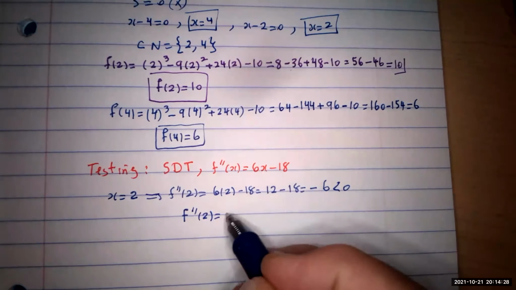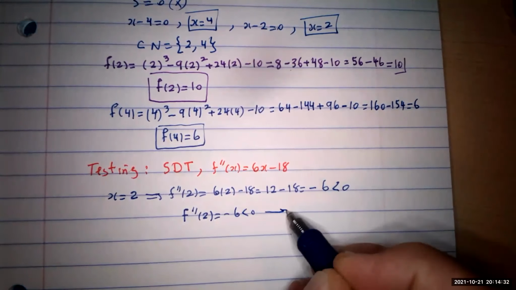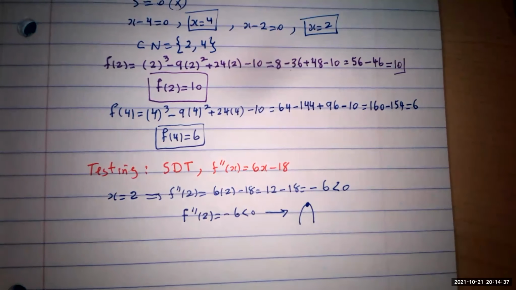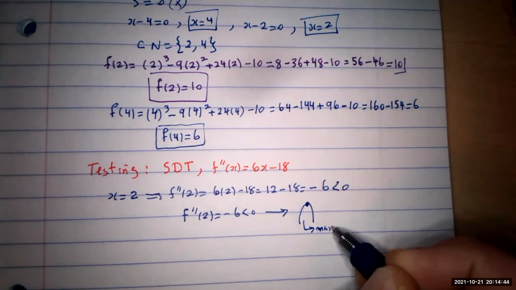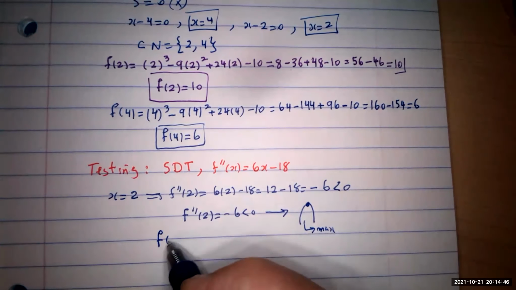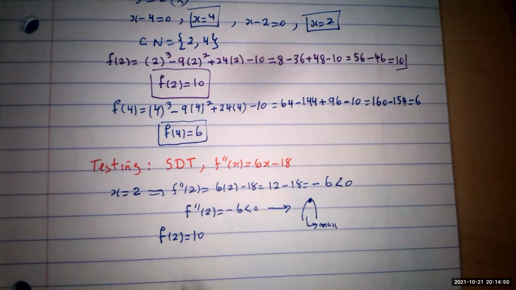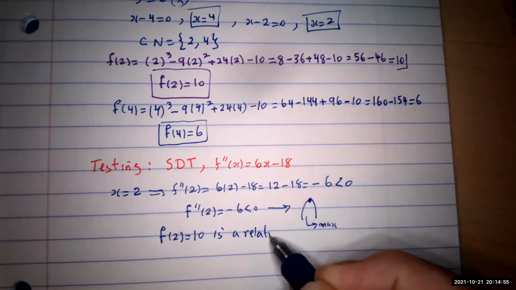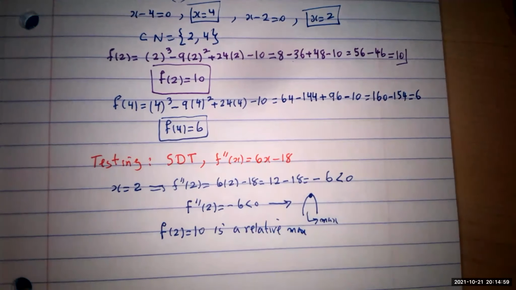You see, you get the negative number. So the negative means what? Negative means down, curving down. Concave down, remember? Curving down, that gives you the maximum. So this means f of 2, which was equal to 10, is going to be a relative maximum value of the function. Any question?